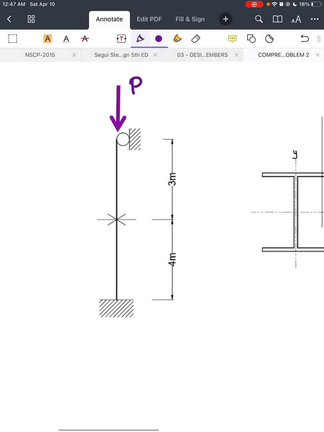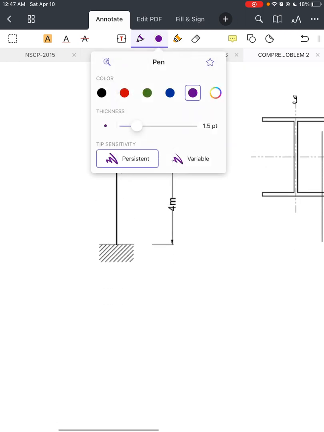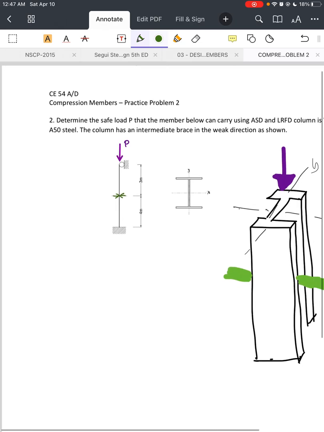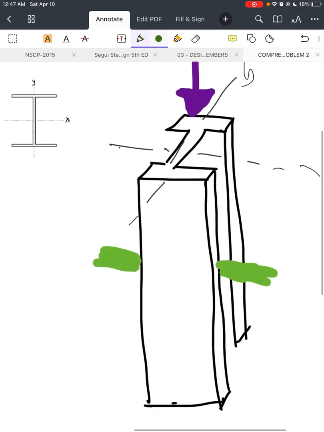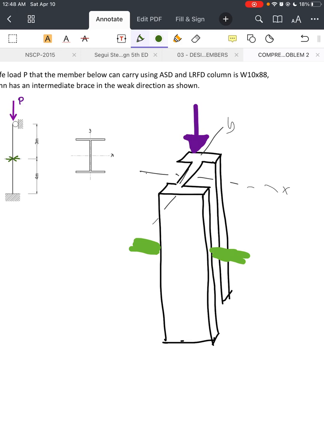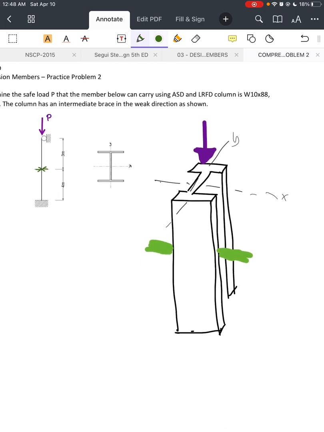So itong parang arrow na to, this one, serve as your intermediate brace. Okay? So kung titingnan natin yung 3D, in a 3D form niya. Okay, so you have here your wide flange, o yung W10 by 88 mo. And itong color green na to is your intermediate brace. Okay? So, we have here your y-axis and x-axis.